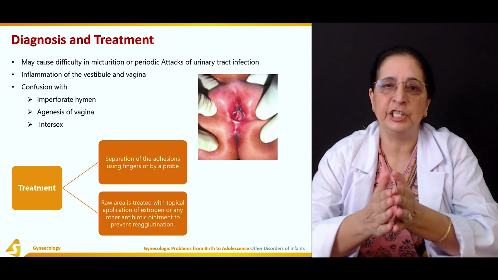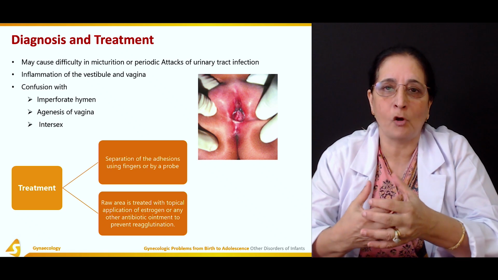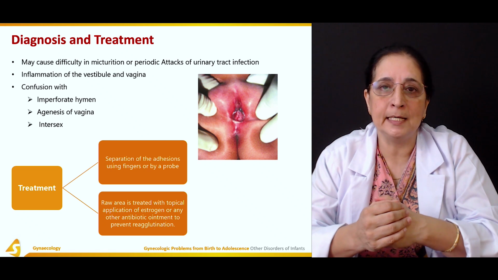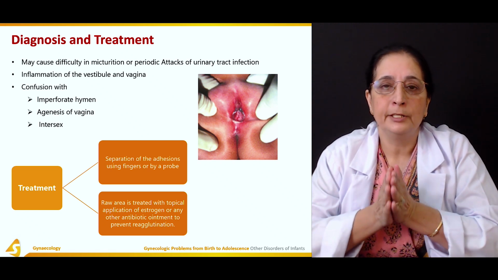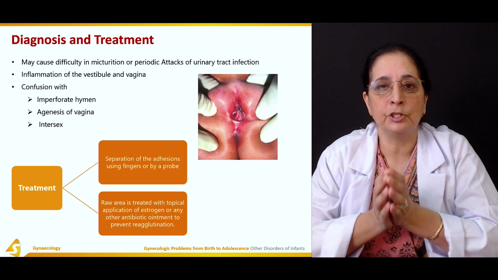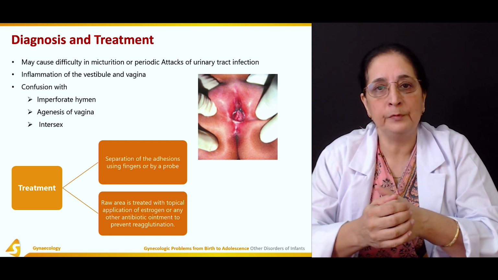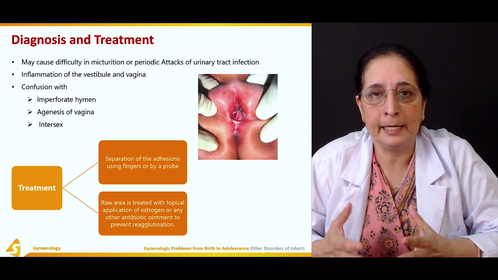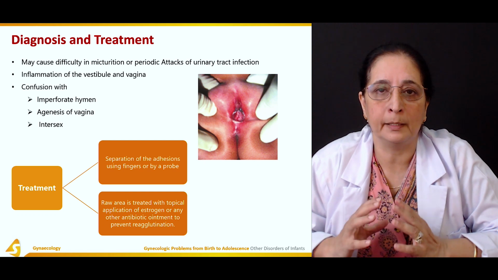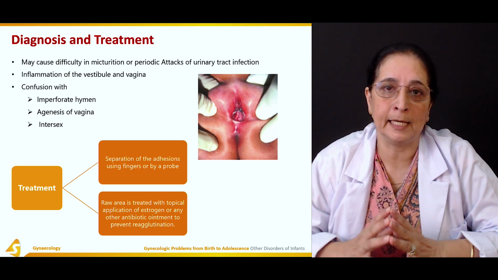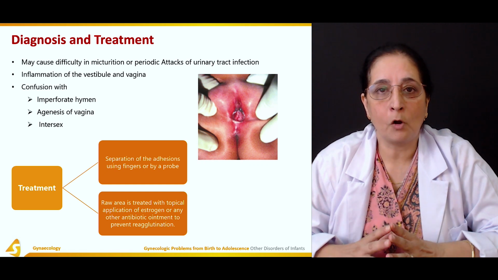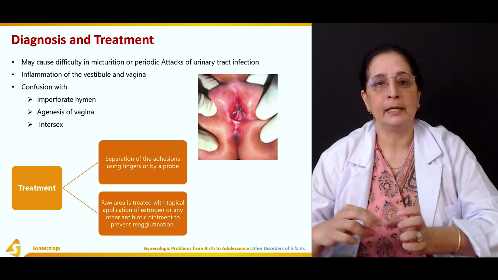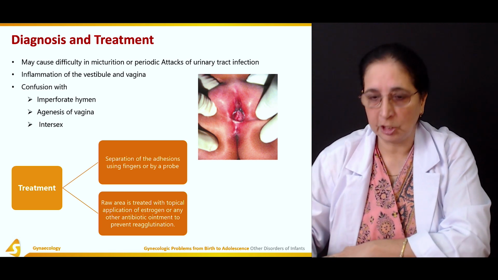Once the adhesions are removed, it usually leaves a raw area that is very sensitive, or it can bleed easily. To treat that raw area, the treatment is usually done with estrogen, which can improve healing and treat the thinning of the skin that is present. Some antibiotics can also be used that can prevent the reagglutination.